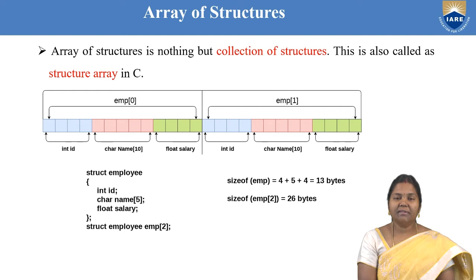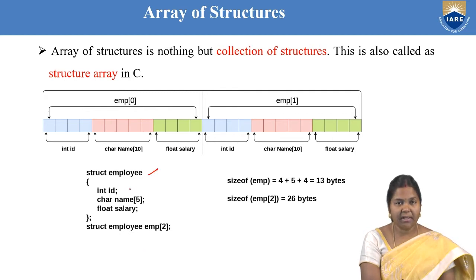Then the next concept is array of structures. Array of structures is nothing but a collection of structures. If the same structure is used for multiple records, then that concept is called array of structures. This is also known as a structure array in C language. For example, suppose there is a structure called employee. This structure has three attributes or three members: ID, name, and salary.